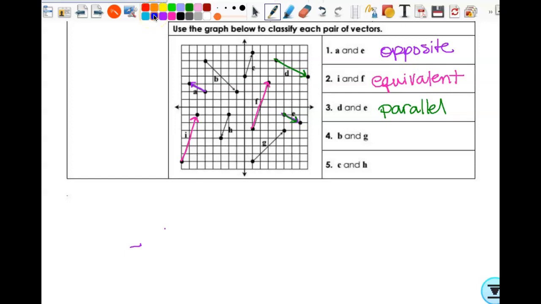All right, so then B and G, here's B, here is G. Well, in order for them to fall under any one of those categories, they have to at least be parallel. Are those parallel? No, so it's not going to be any of that, so this is just none. And then C and H, this is C, this is H. So what do you think about those? Opposite, very good.